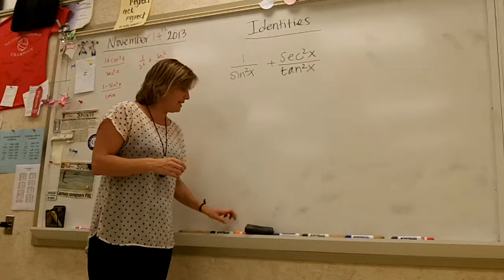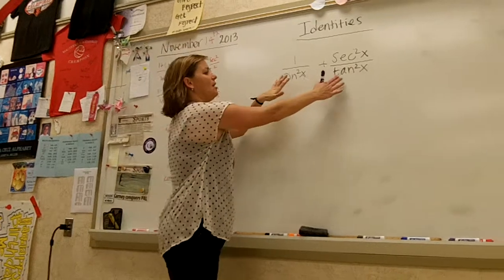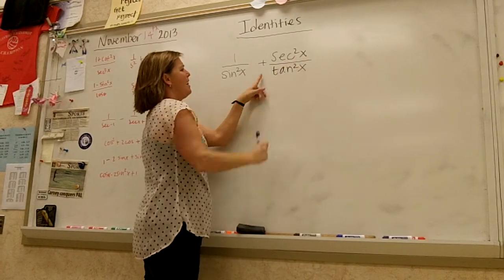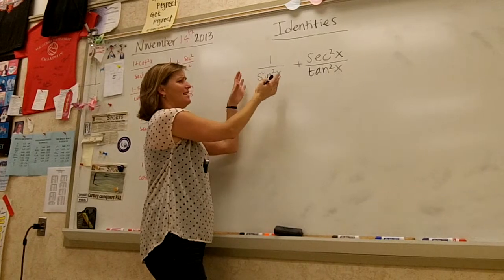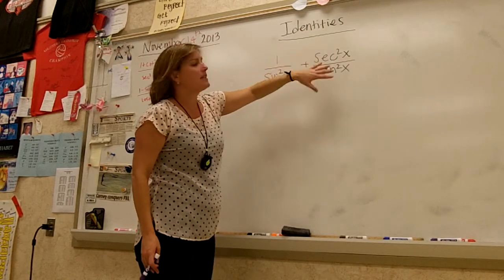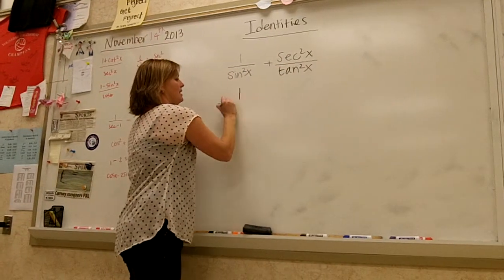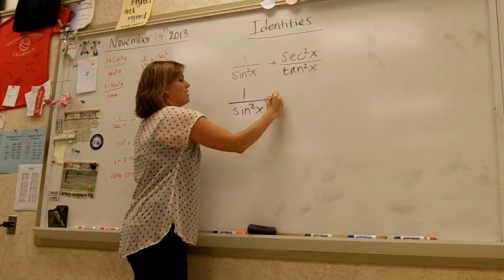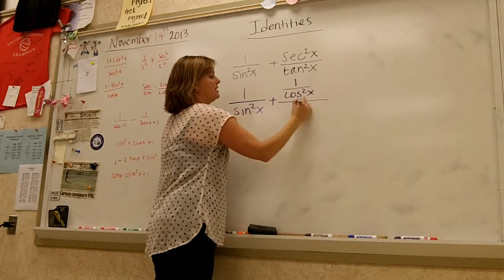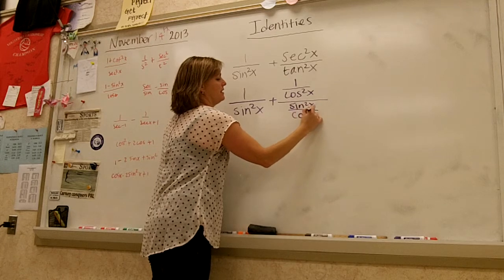So what I like to do with problems like this is I look at this and I say, okay, I have 2 fractions. I need to add them together. The denominators need to be the same. Right now this one's sine and this one's tangent and this one's secant. I know I can't simplify this one any further because sine is as simplified as you can get when you have sines and cosines. So I'm going to try to rewrite this all in terms of sines and cosines and see if something cancels out. I'm going to write it as 1 over sine squared x plus secant squared, which is 1 over cosine squared x, divided by tangent squared, which is sine squared x over cosine squared x.